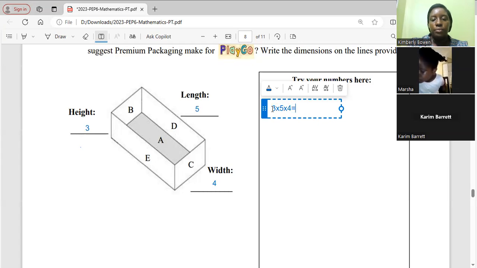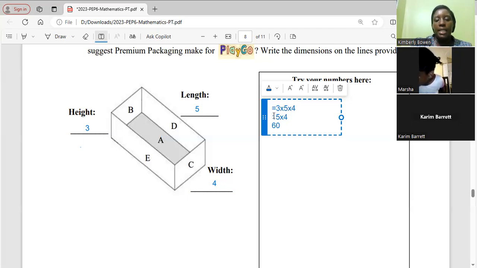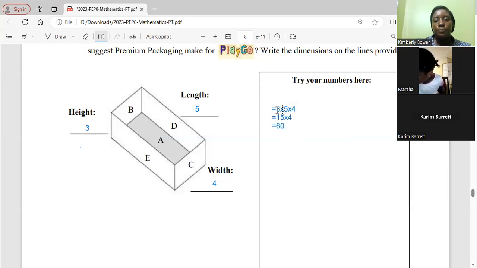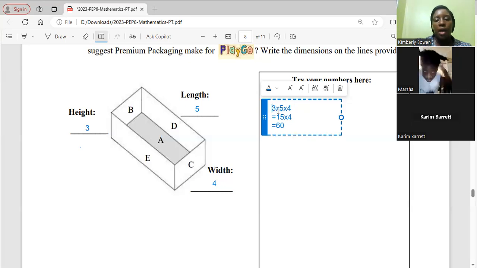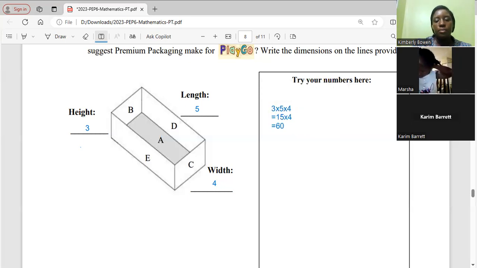And I know that 3 times 5 is 15, and 15 times 4 is 60. So I got the same volume, all right? So that means that this custom-made box can hold the same number of blocks like the standard box. Are we following? Yes, miss. Okay, great.